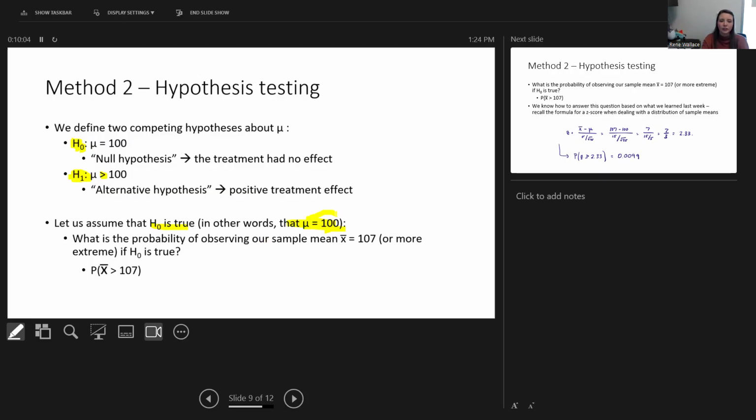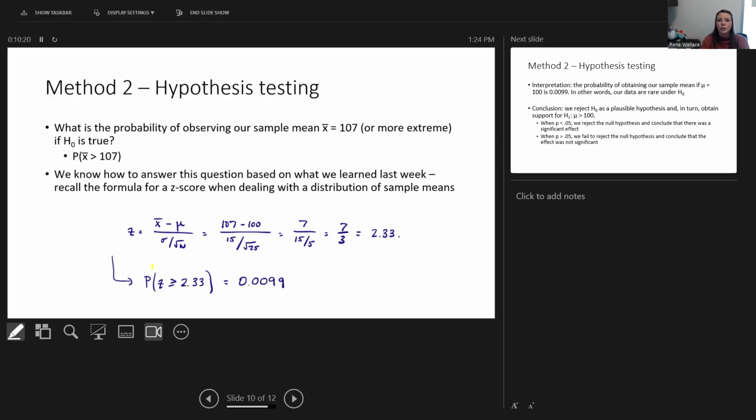So statistically, that looks like the probability that X bar is greater than 107. Well, hopefully that looks familiar. Hopefully that looks like the questions that we are answering in Unit 4. So you should know how to do this. You should know how to answer this question, right?